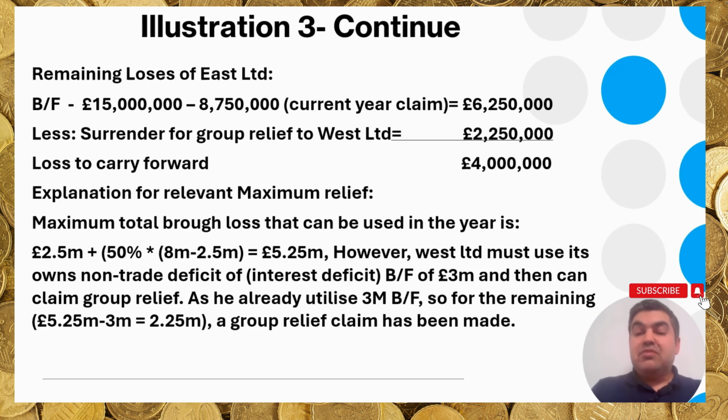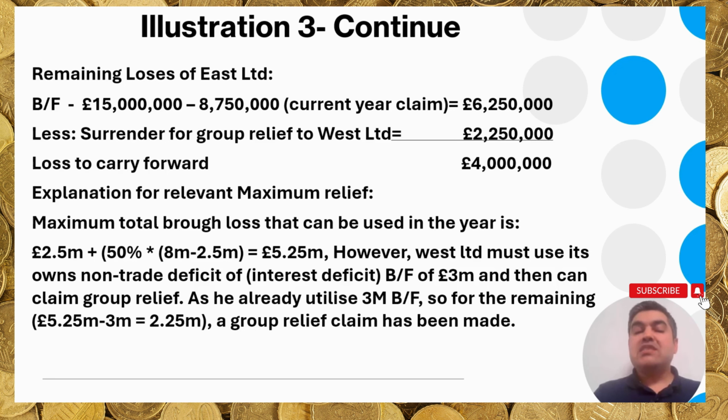Now, when it comes to East Limited, East has a brought forward trade loss of 15 million. They set 8.75 against its own profit, so they are left with 6.25 million. They surrender for group relief to the West 2.25 million. There is an explanation below of why they limit this amount to 2.25 million, the relevant maximum.